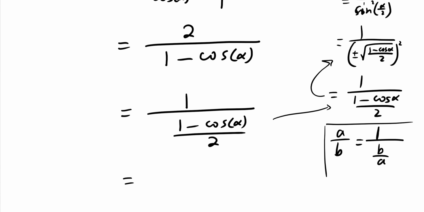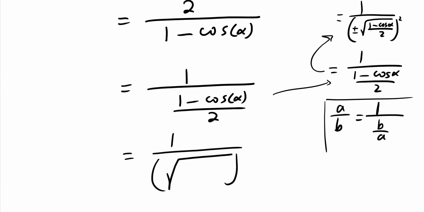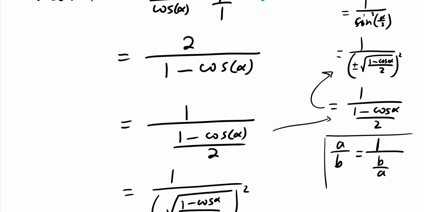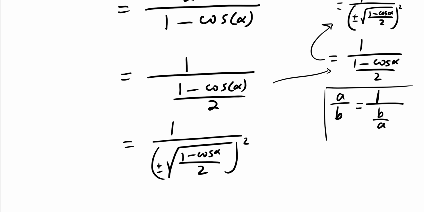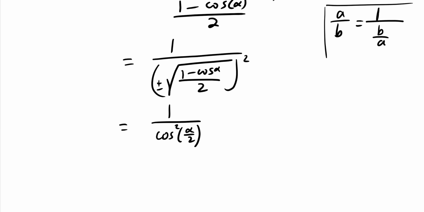So how am I going to do this one? This is the square of 1 minus cosine alpha over 2. Right? It's a plus or minus, it doesn't matter. And this stuff is basically cosine square alpha over 2. And 1 over cosine alpha over 2 is secant square alpha over 2. So that was the second example about identities.